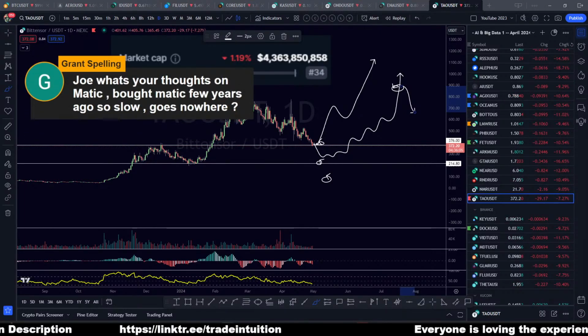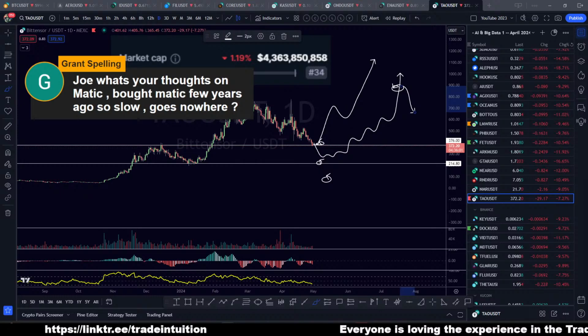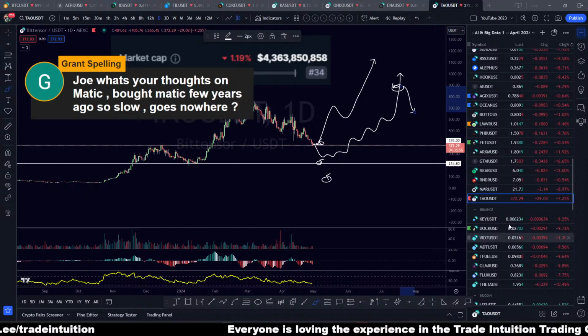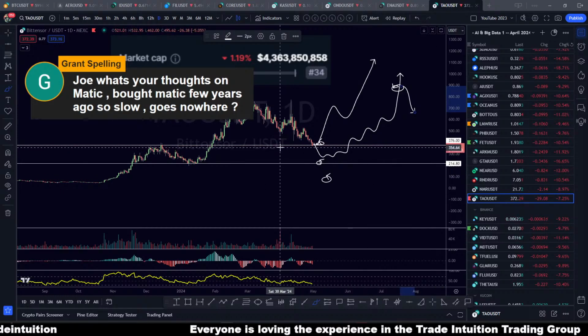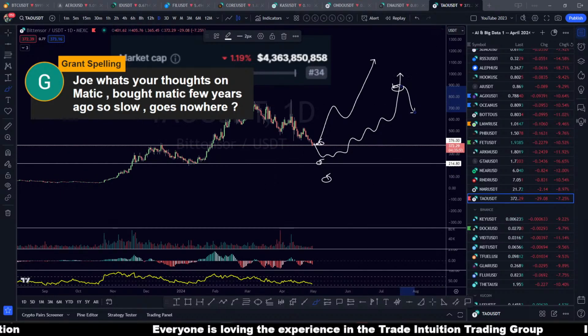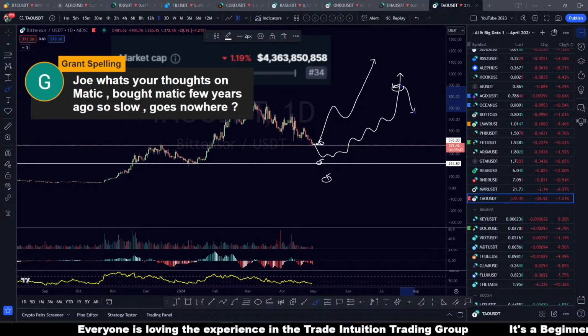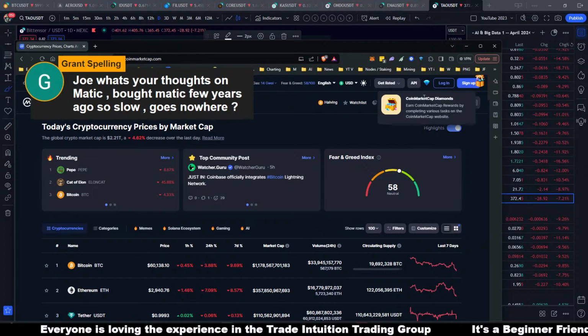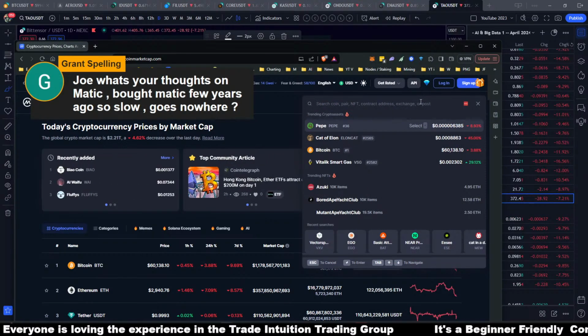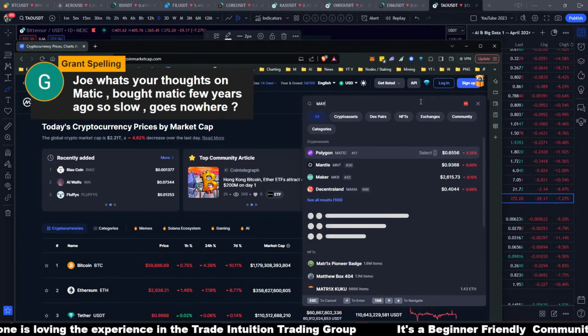Let's see here. Grant says, Joe, what's your thoughts on MATIC? Bought MATIC a few years ago. MATIC is good. It's so slow, goes nowhere, but it's very good. It's got a very strong ecosystem. So let's go ahead and do some FA real quick. Let's just type in MATIC.